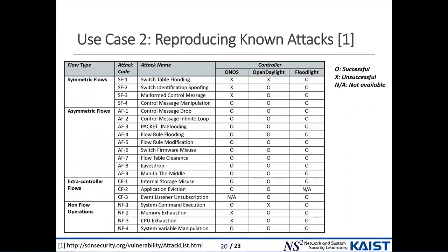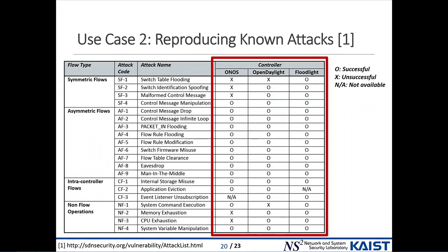To show the test coverage of Delta, we use Delta to test all the known attack cases against 3 different SDN controllers. And this table summarizes the result. Besides the control flow related ones, there are some attack cases regarding non-flow operations, because most SDN controllers are currently implemented as general applications running on legacy operating systems such as Windows or Linux.